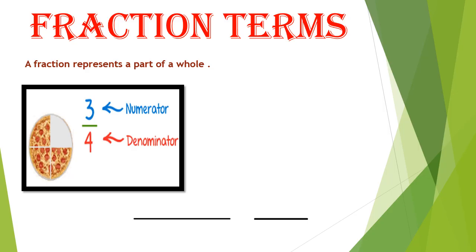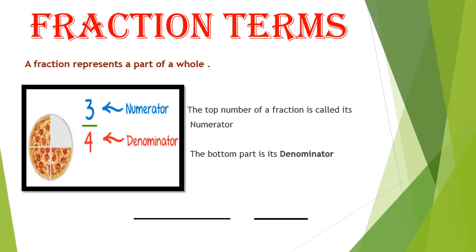Okay, now what is numerator? The top number of a fraction is called its numerator, whereas the bottom part is its denominator. The top number of the fraction is the numerator and the bottom number is the denominator. Above number is numerator, below number is denominator, but above and below must have some meaning. Yes, they must have some logic, right?